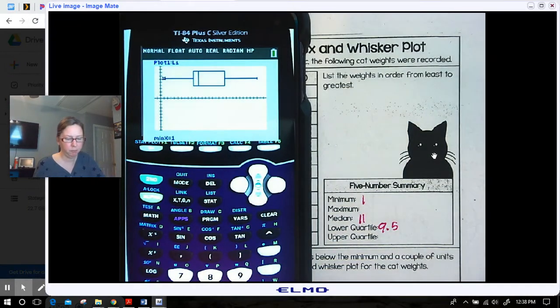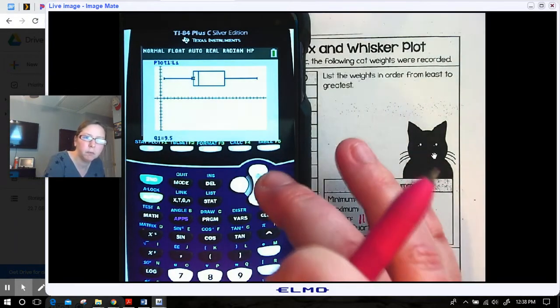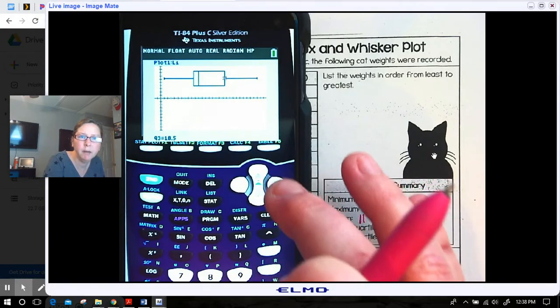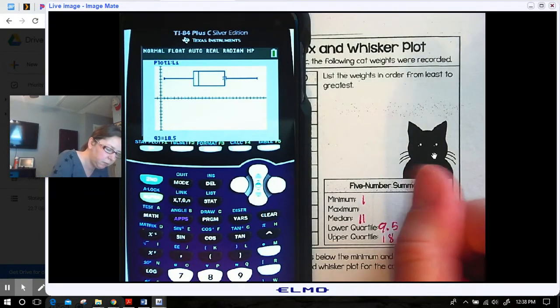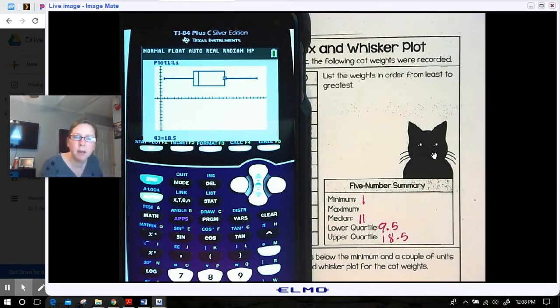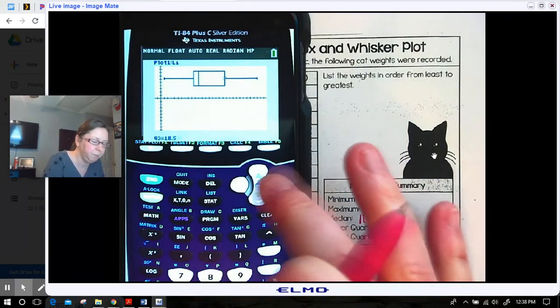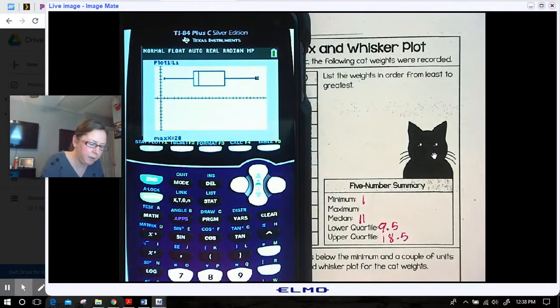Was that supposed to be a 7? No. Okay. Let's go back to the right. My upper quartile, quartile 3, is 18.5. And then my maximum is 28.